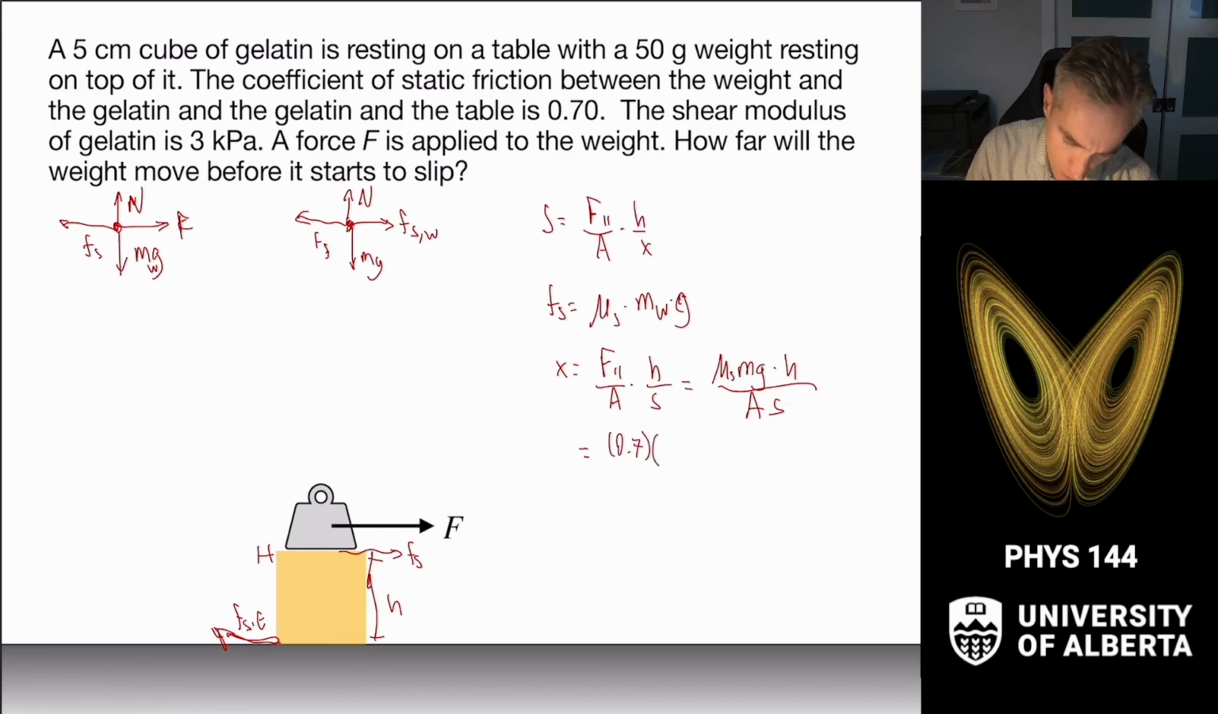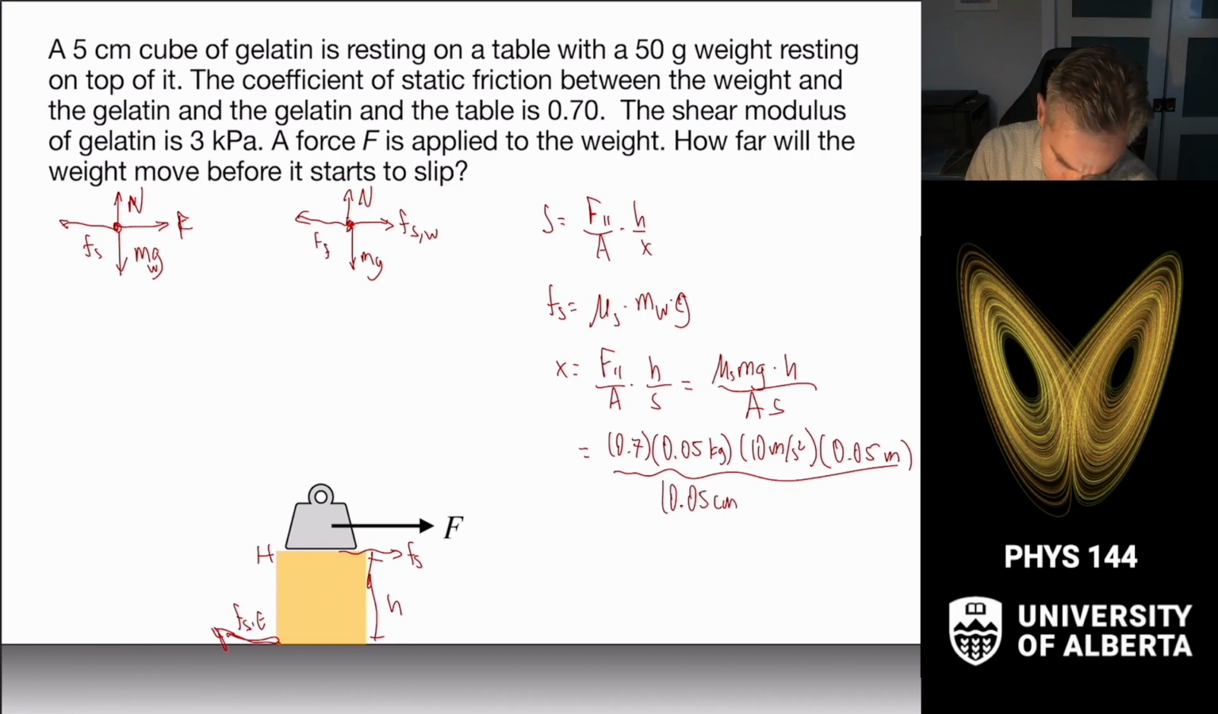The mass of the weight is 0.05 kilograms. The gravitational constant is 10 meters per second squared. The height of the gelatin is 0.05 meters. The area, the surface area, it's a cube, is just going to be 0.05 centimeters squared. And then the shear modulus is 3,000 pascals. And if we go ahead and work that out, the answer is 2.33 millimeters.